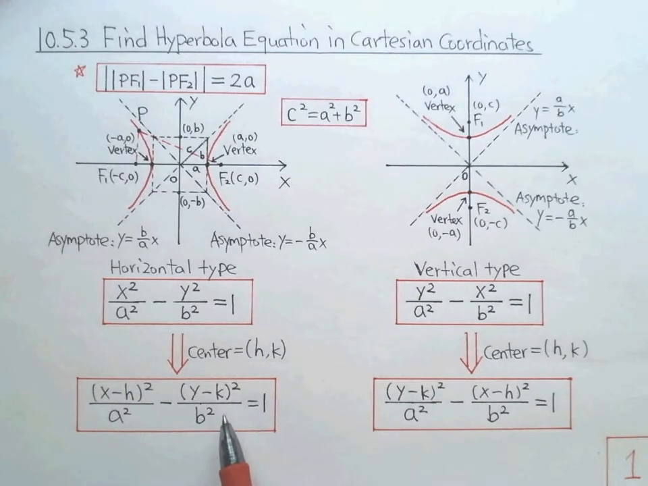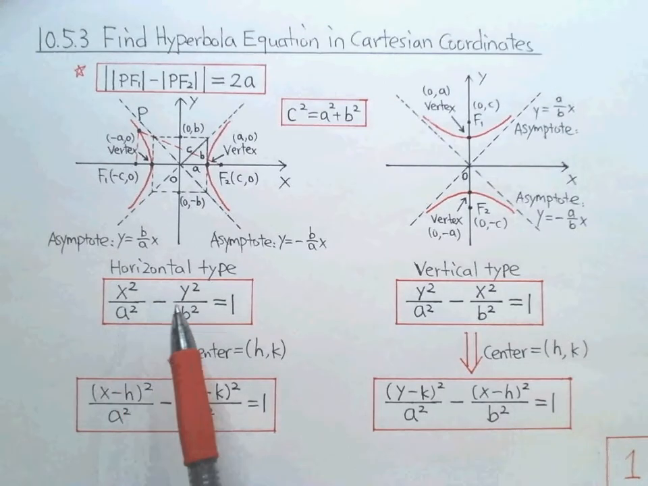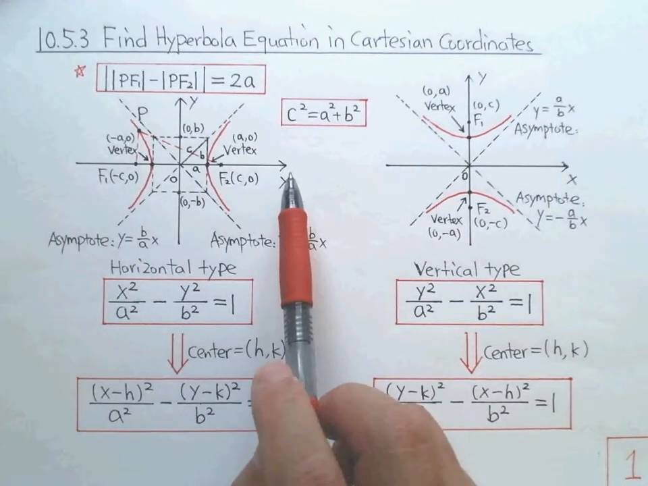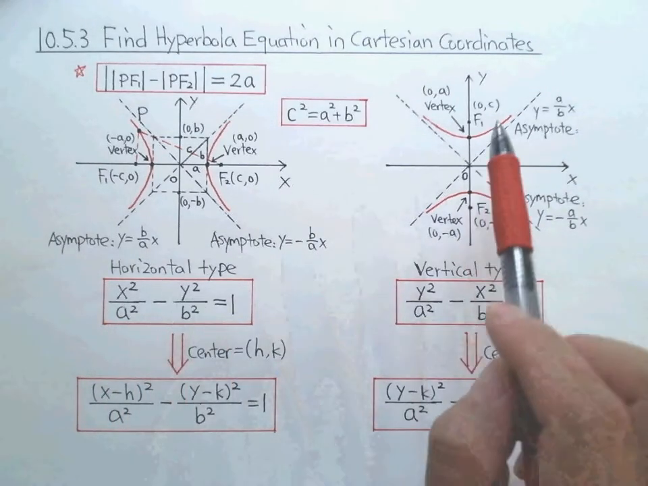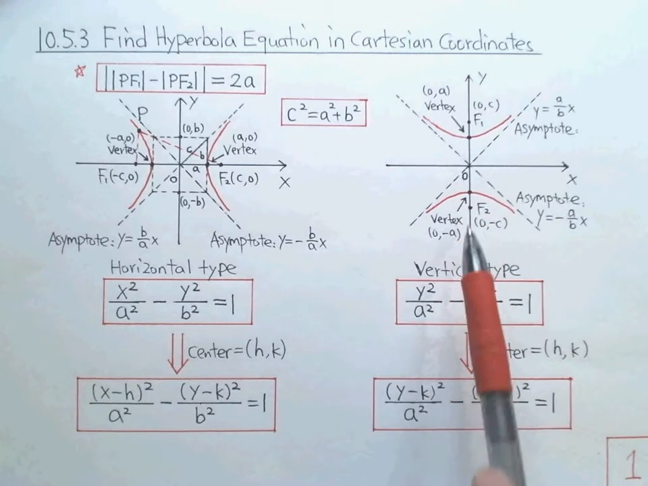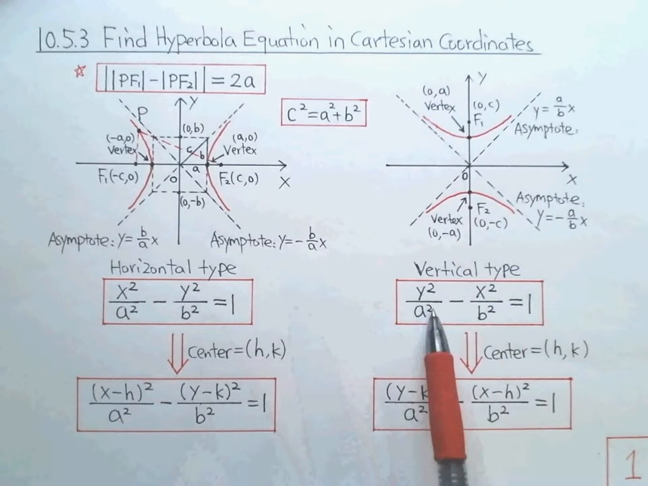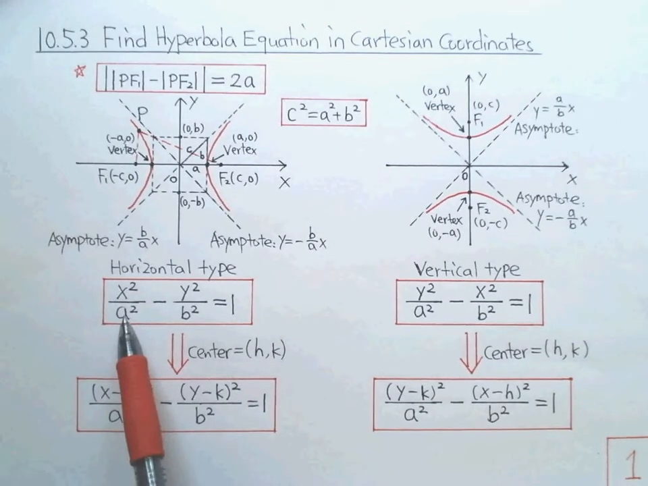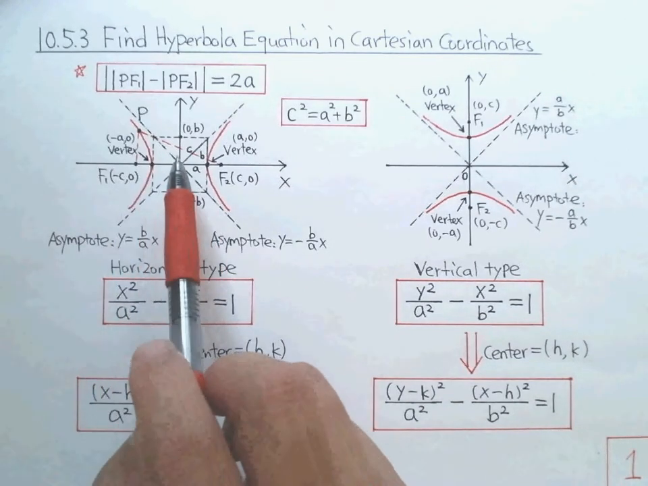A little bit more. Let me check the standard equation. This is horizontal, and the x goes first, right? x minus y, and later when we compare to the vertical type, it is y minus x. That's the difference. x goes first, and a always goes with the x. Okay, a is here. But what is b? We did not define b, right? So we need to define b. The c and the a we know.